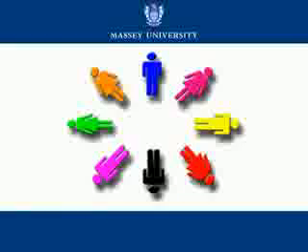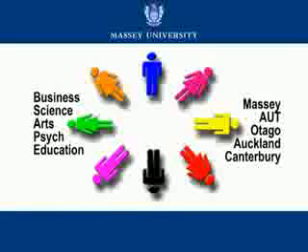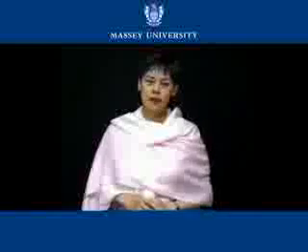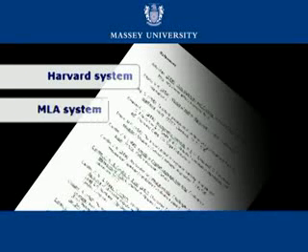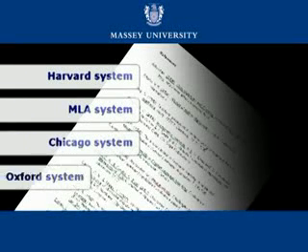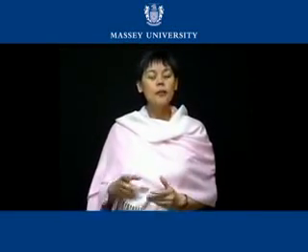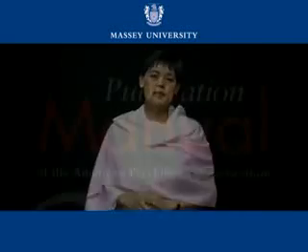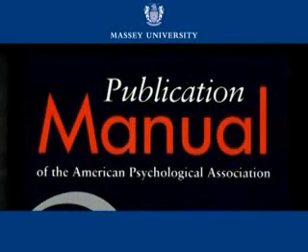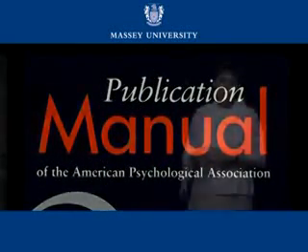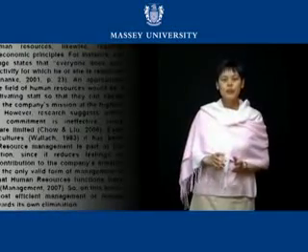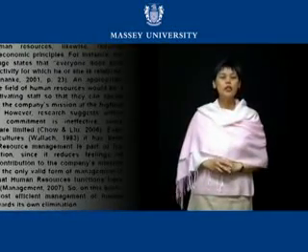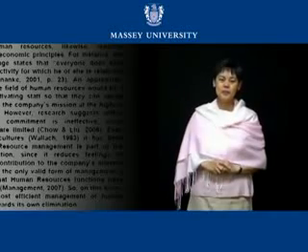Now, depending on the discipline or university you are in, there will be a prescribed referencing format. There are many other systems of referencing. Some of these are the Harvard system, the MLA system, Chicago, and Oxford. We will look specifically at the APA style of referencing, which is commonly used in many universities worldwide. APA stands for American Psychological Association. It is the system which has been devised by this organization to be used in its publications.